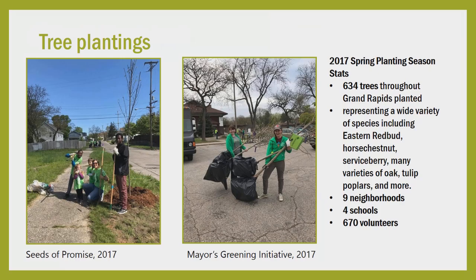Tree plantings, just a couple stats to give you the scale that we're working on. We planted 634 1.5 caliper trees throughout Grand Rapids just this spring season, with probably that much, if not more, coming up this fall, representing a wide variety of species, including eastern redbud, horse chestnut, serviceberry, many varieties of oak, tulip poplar, and many more. We were able to plant trees in 9 neighborhoods and 4 schools with 670 volunteers this spring. A couple fun images from a couple of the plantings.